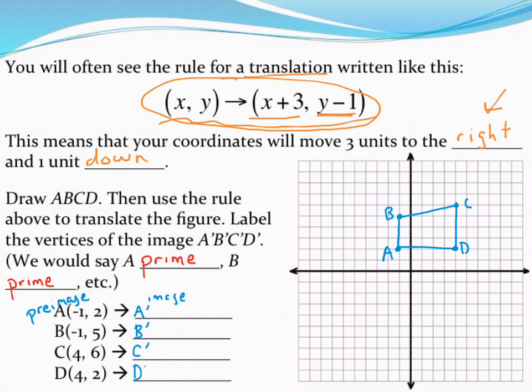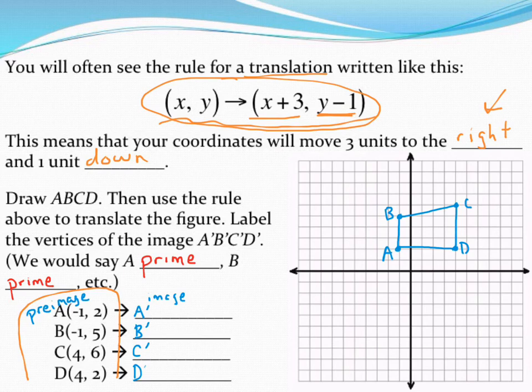So let's start with point A. Now, I've gone ahead and graphed this already, so if you need to pause the video and graph it yourself, go ahead and do that. My coordinates are down here, and remember what I had just said too. This is the pre-image, where the figure starts out. So point A is at -1, 2.